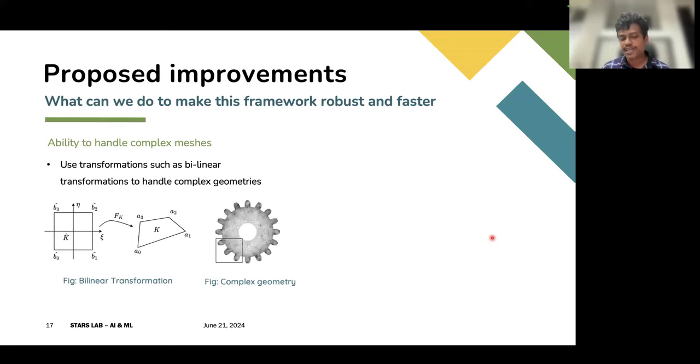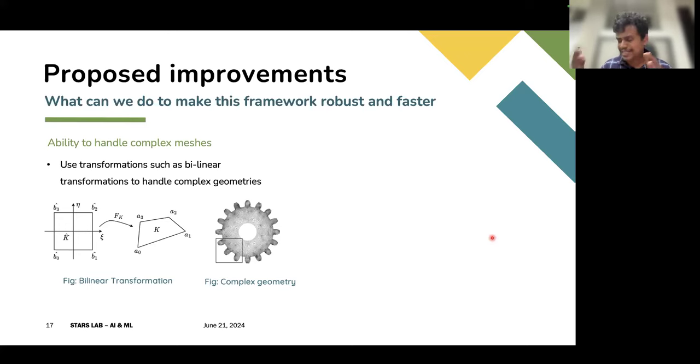Again, we are from an FEM background. I spent a significant amount of time writing high performance finite element codes on GPU and for distributed computing. So we know from FEM that we handle complex meshes generally using a bilinear transformation, at least for the quadrilateral cells in 2D. So we decided to use that.